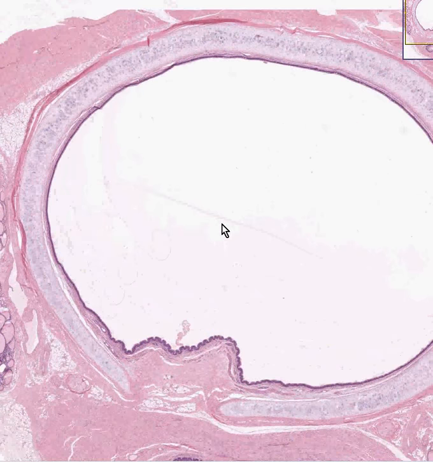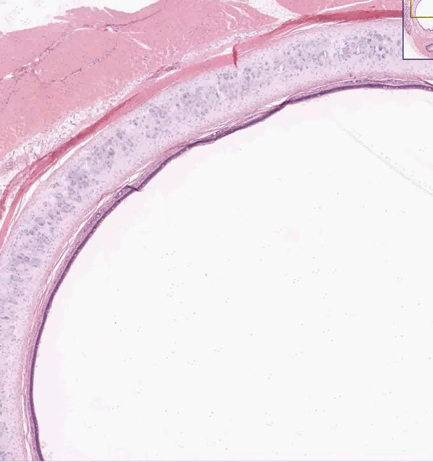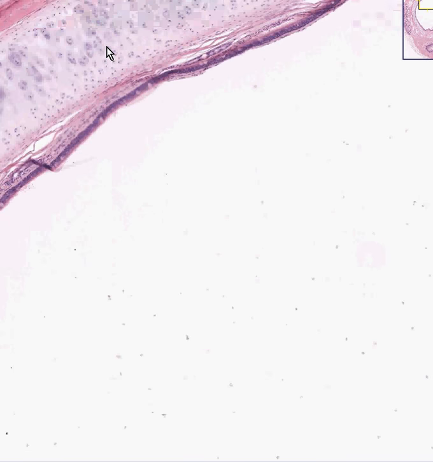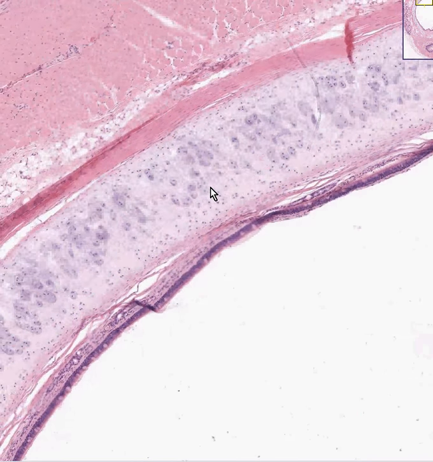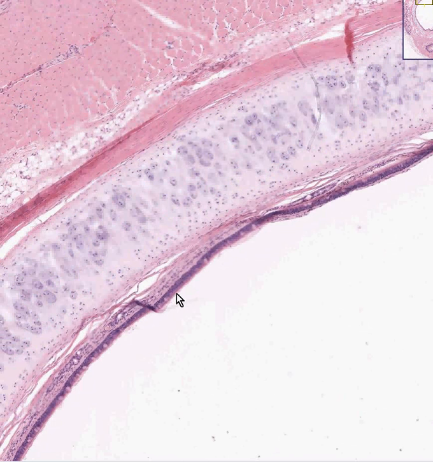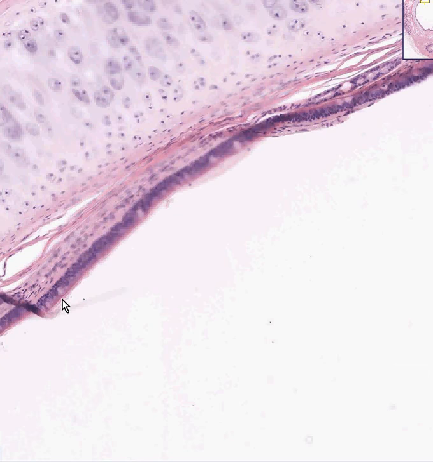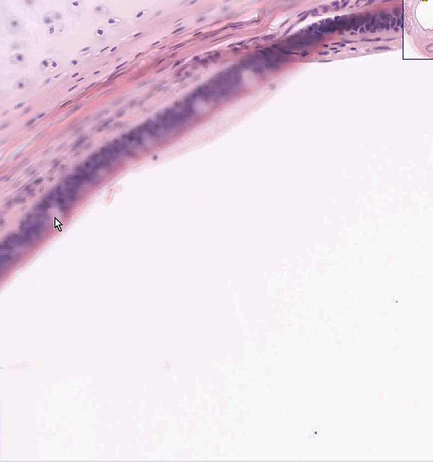This is a classical trachea. Let's take a little closer look. The trachea is considered part of the upper respiratory tract. You can see that we have basically a columnar mucosa here filled with ciliated, pseudostratified columnar cells with occasional goblet cells.